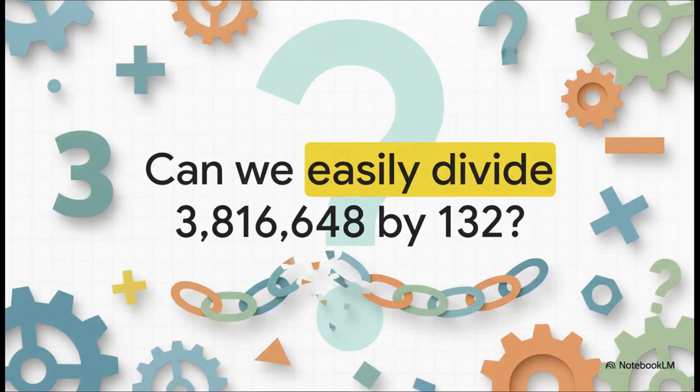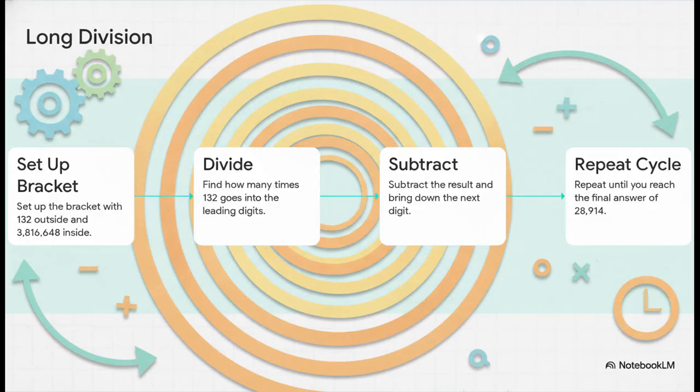Okay, now what about division? Imagine this giant problem. Can we easily divide 3,816,648 by 132? Honestly, it looks terrifying, doesn't it? But is it actually hard? Nope, not at all, because long division is just a repeating cycle.